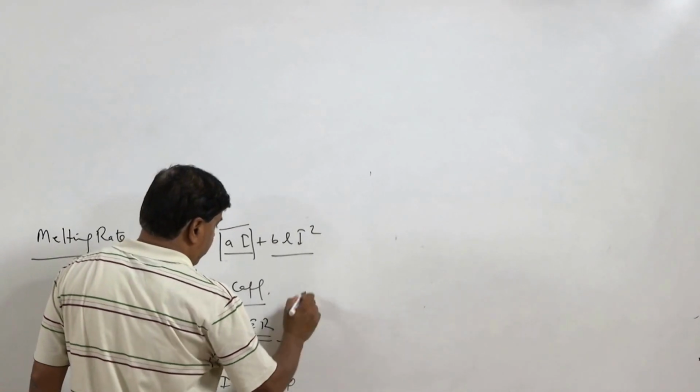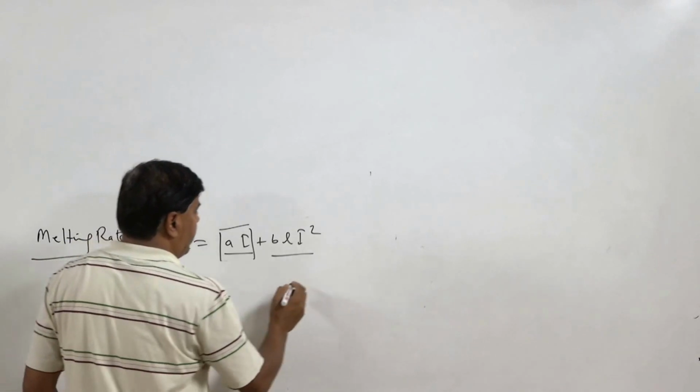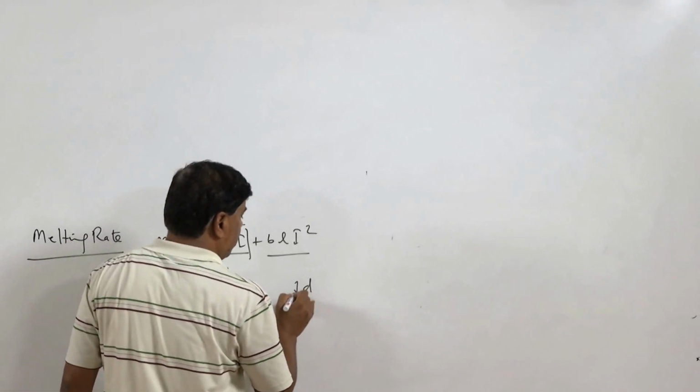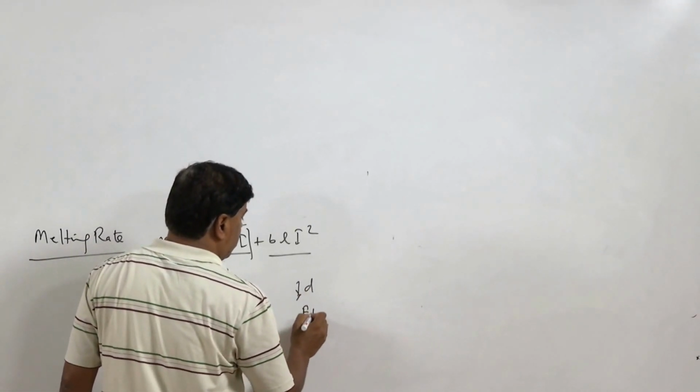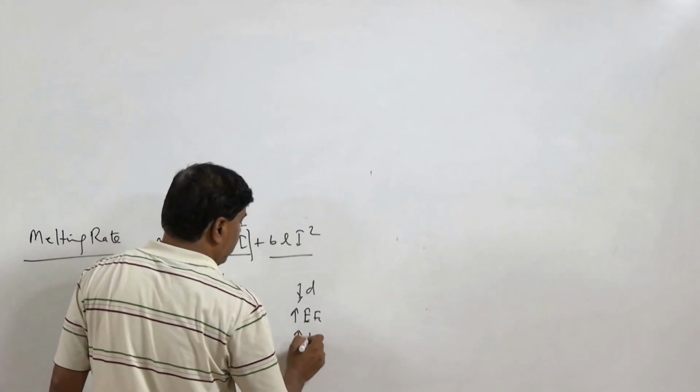So if we see this equation, for a small diameter electrode, large electrode extension, and for high current values.